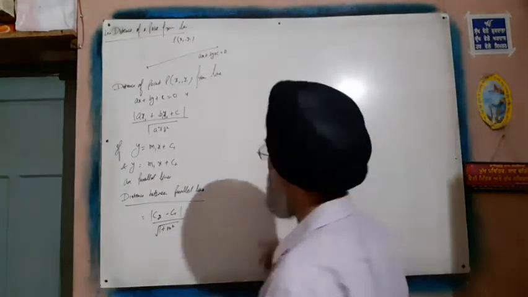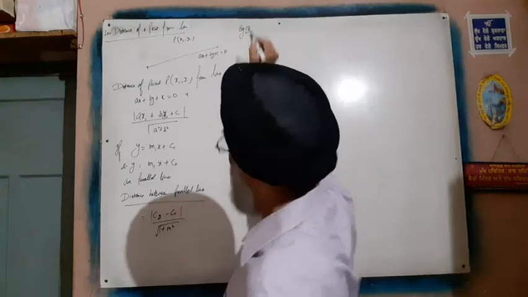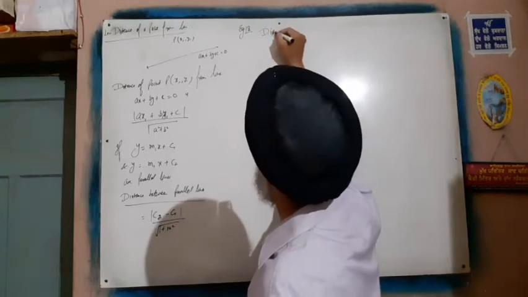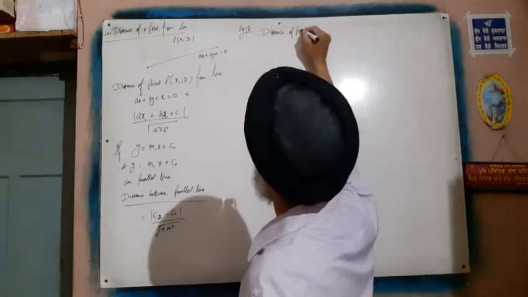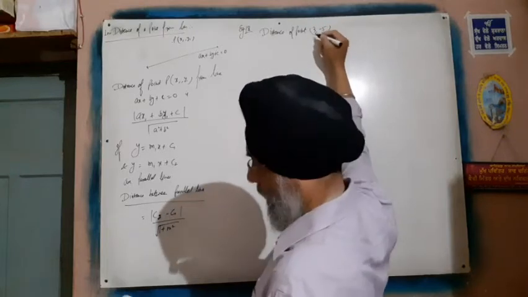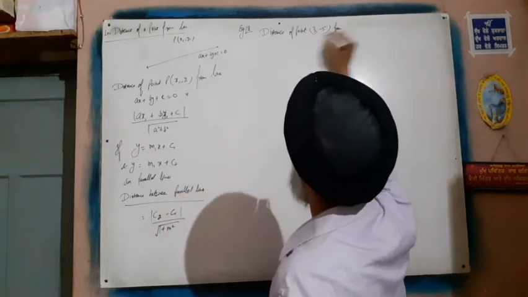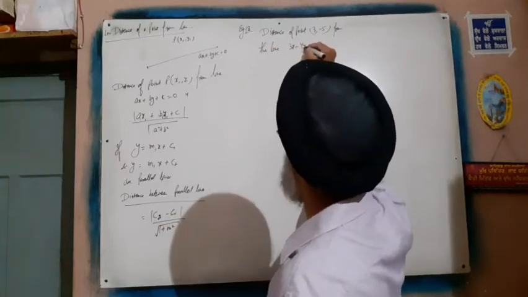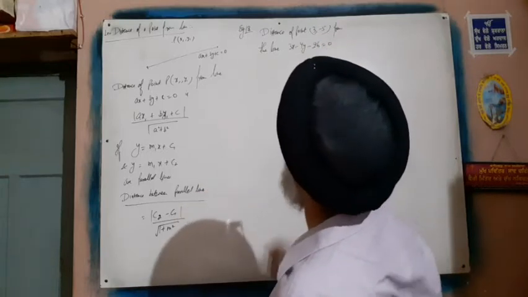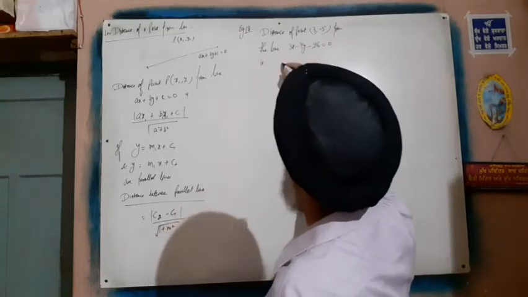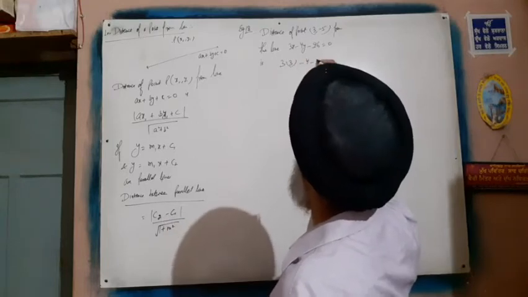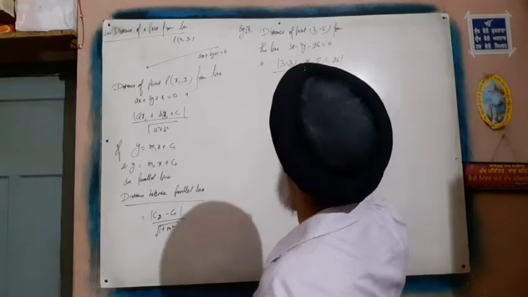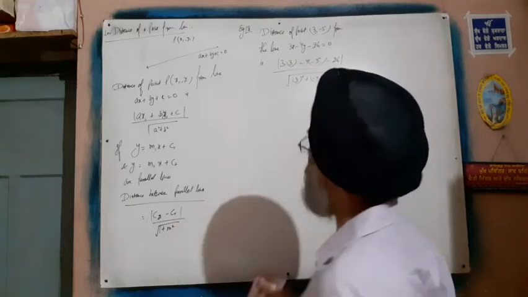Let's see example number 18 here. Find the distance of the point (3, minus 5) from the line. The perpendicular distance of the point (3, minus 5) from the line 3x minus 4y minus 26 is equal to 0 is given by the mod of a x1 plus b y1 minus 26 upon the square root of a square plus b square.